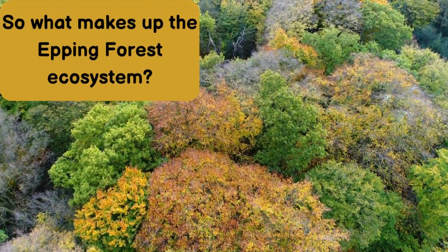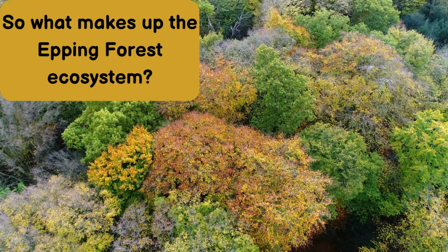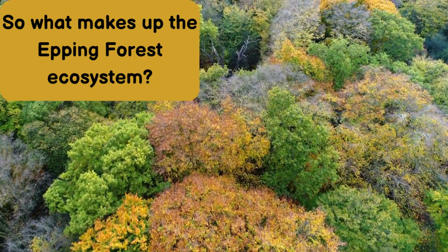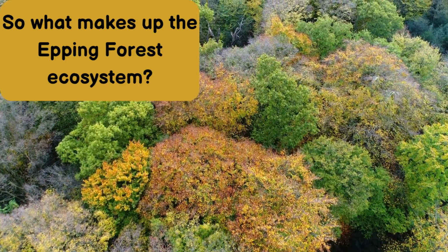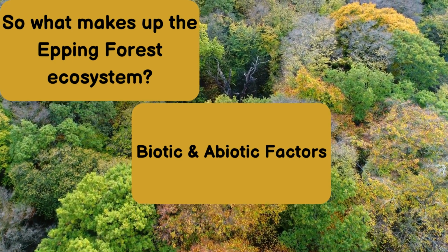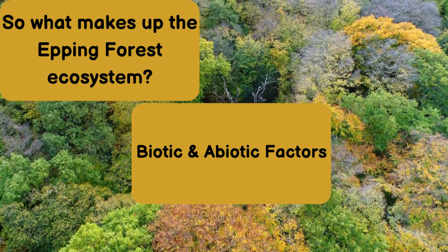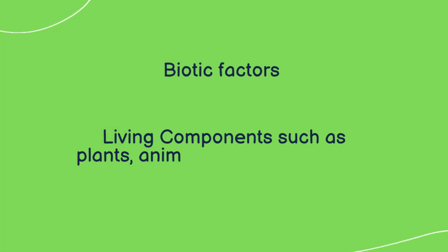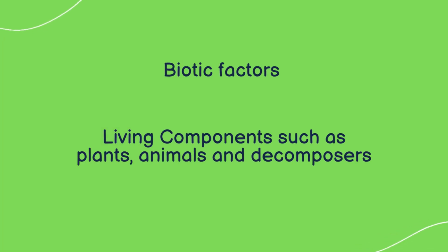So now we know the three components in the ecosystem. It's time to find out what else makes up the ecosystem. Other factors that make up the woodland ecosystem are classified as either biotic or abiotic. Biotic factors are living components. This could include plants, animals, and decomposers in the soil.